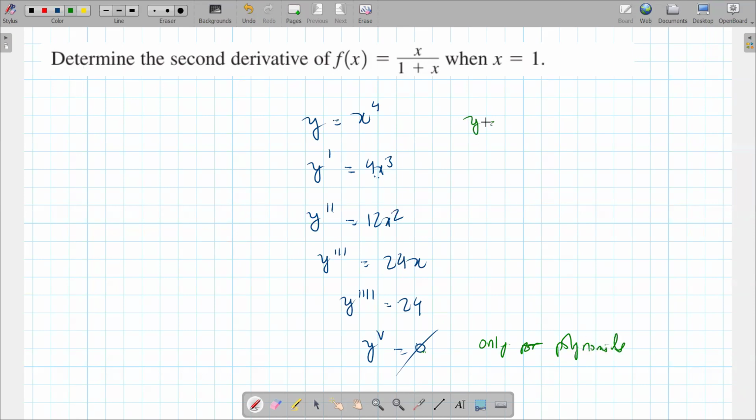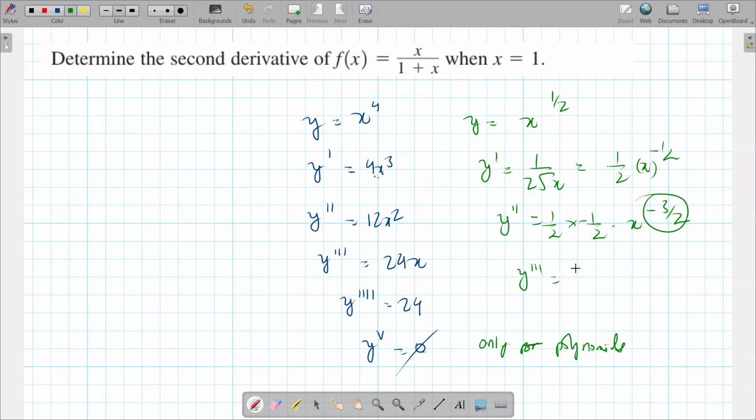Let's try another example. Let's say square root of x, which is x to the power 1 over 2. You will see that this one never stops. It'll never be 0. This can go on forever and ever. Y prime will be 1 over 2 root x. Y double prime will be 1 over 2 times negative 1 over 2 times x to the power negative 3 over 2. Y triple prime will be, well, now this comes down, so negative 1 over 4 times negative 3 over 2 times x to the negative 5 over 2. As you can imagine, this is going to go on forever.